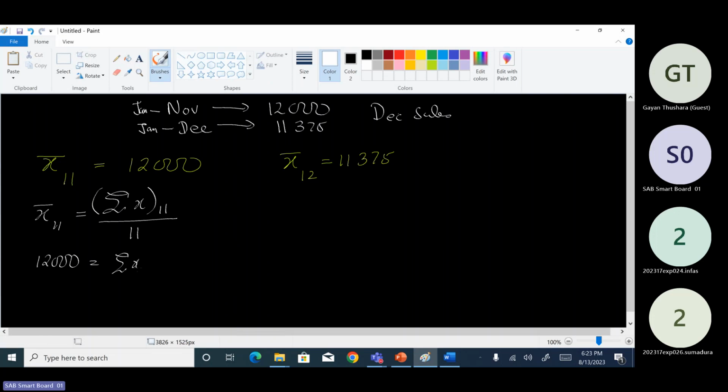So sigma x 11 over 11. So we can cross multiply. So we get sigma x 11 is 12,000 into 11. So this is the first 11-month total sales.